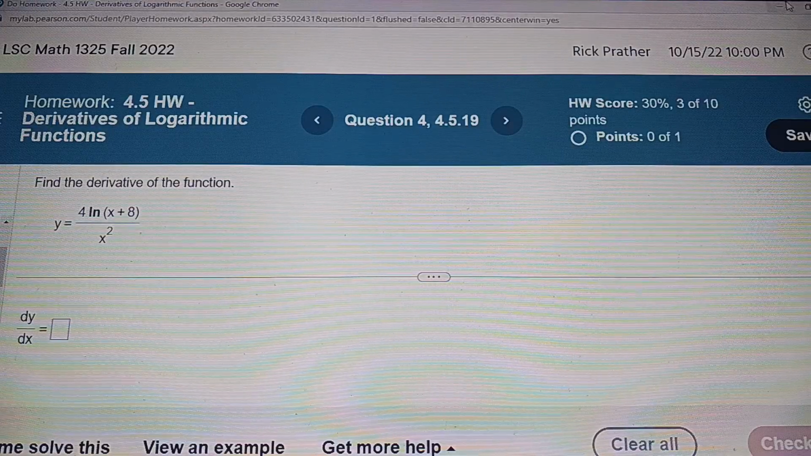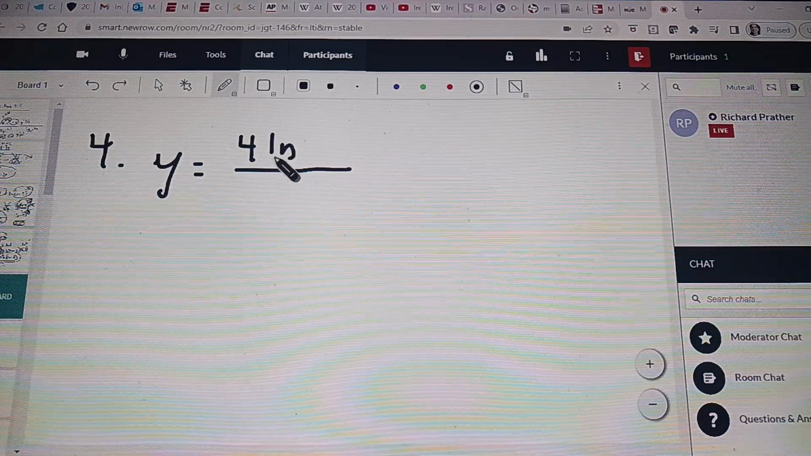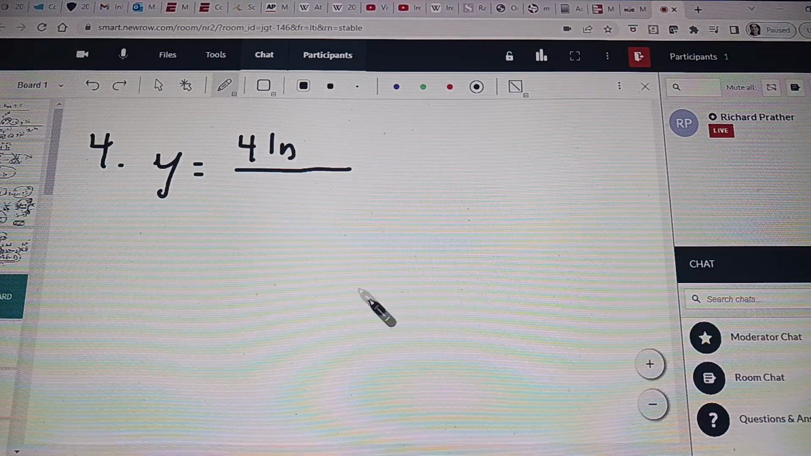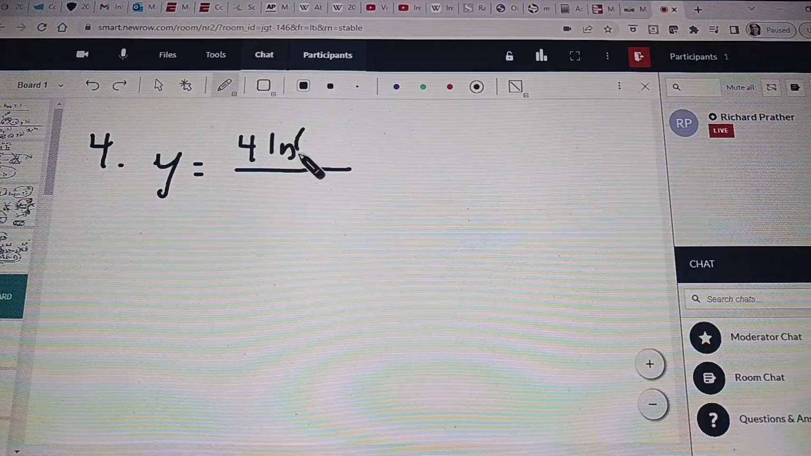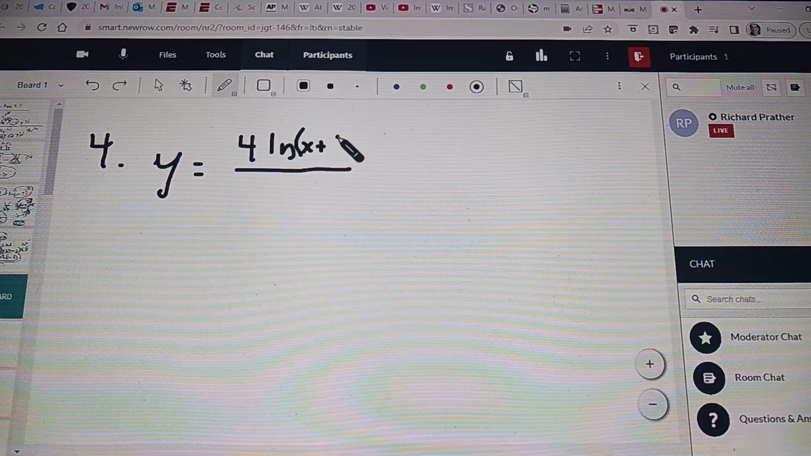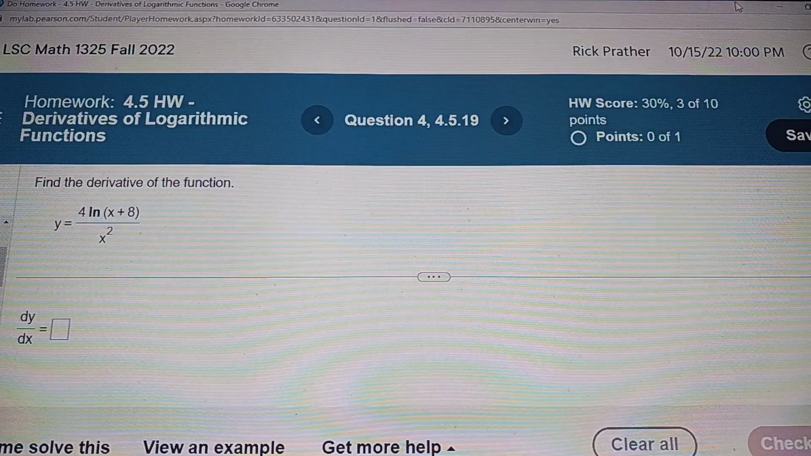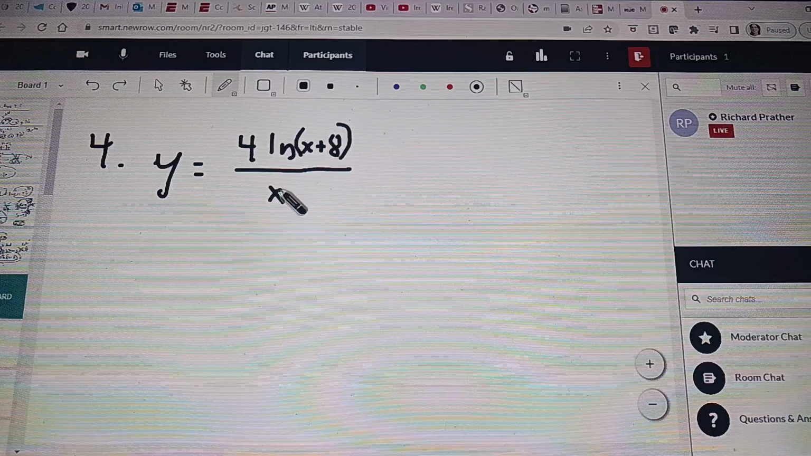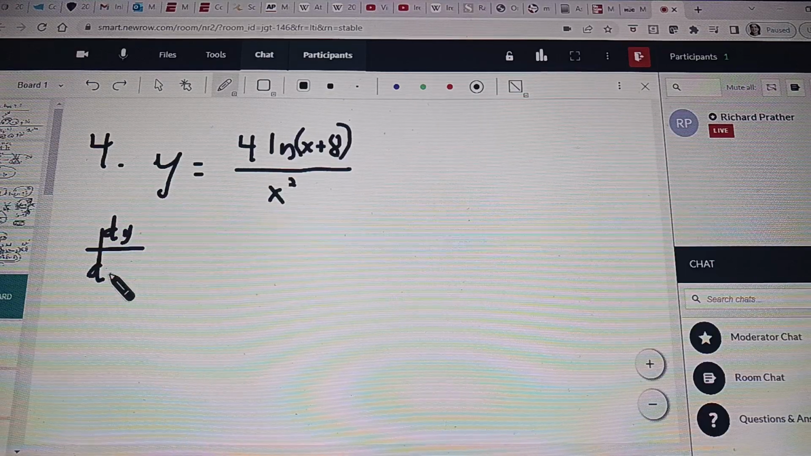So I've got 4 ln. See, the top of this would not be a product rule because it's just 4. It's not 4x. 4 ln x plus 8. That's just all one thing because the 4 is a constant. And then x squared in the denominator. So the derivative of y with respect to x, I have to do the quotient rule here.